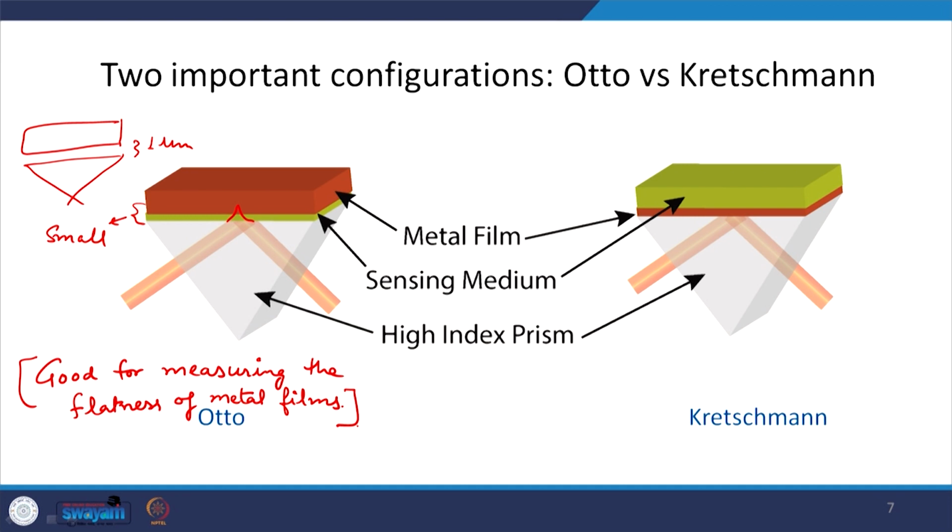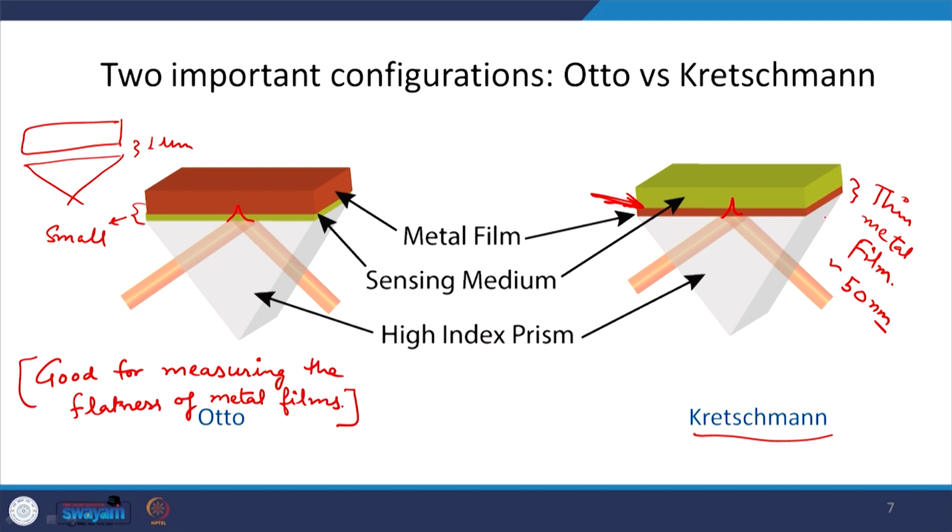However, most of the people use something called Kretschmann configuration, where rather than making a gap, you put the dielectric on the other side and make the film a very thin metal film. So, you have a very thin metal film which is only 50 nanometers or so. If you have such a thin metal film, the evanescent field still can penetrate through and excite surface plasmons at this interface. So, you have surface plasmons at this interface.